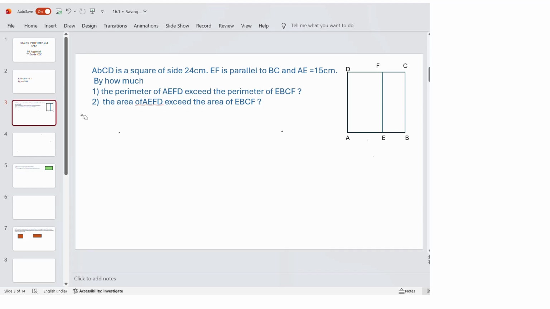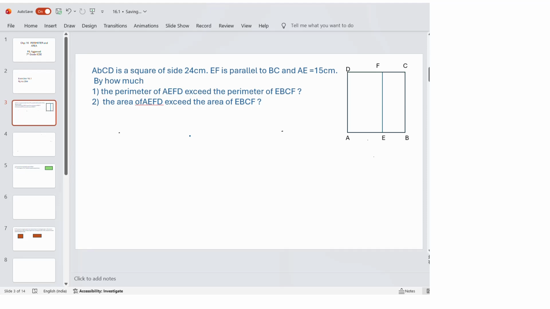All right, so the first question of this exercise is: ABCD is a square of side 24 centimeters. You can see the adjoining figure ABCD. Each side is 24 centimeters, and there is a line EF which is parallel to BC, and AE is equal to 15 centimeters. So that means EF is parallel to AD.